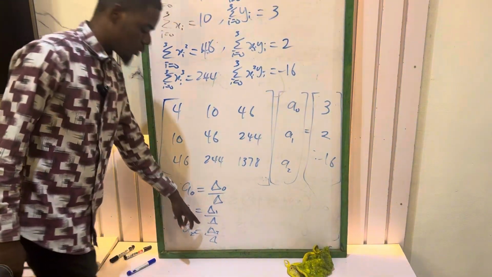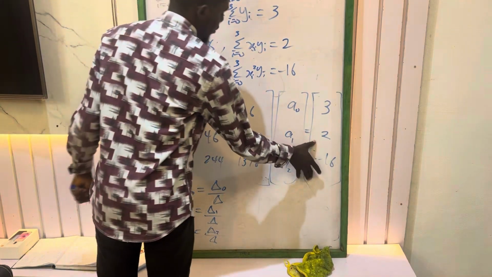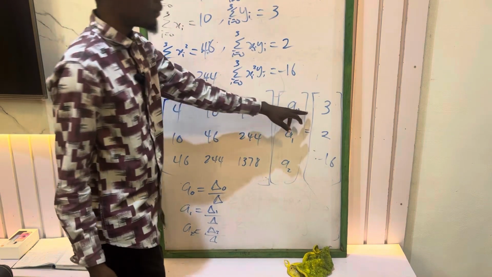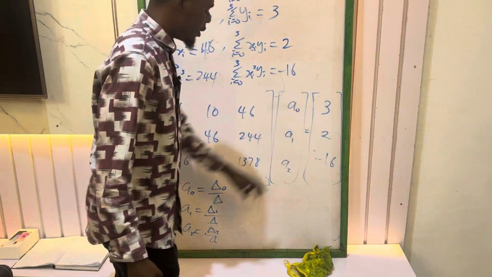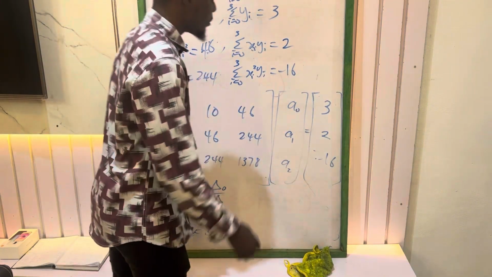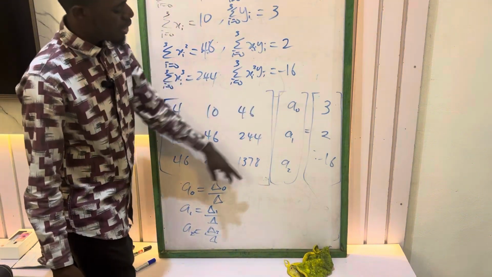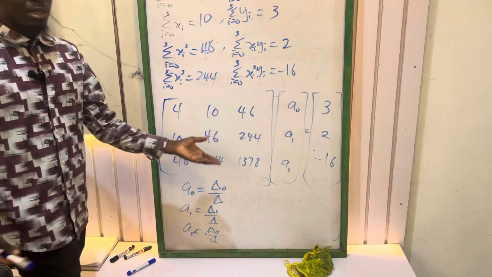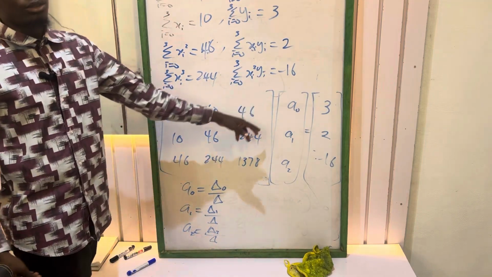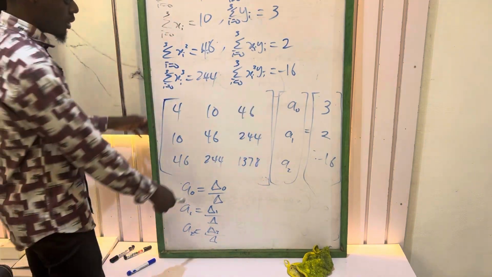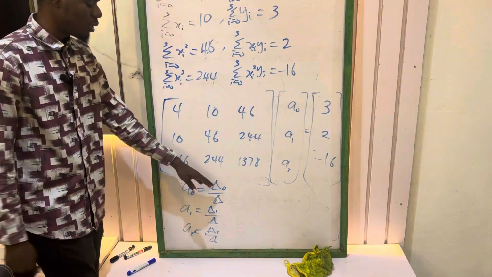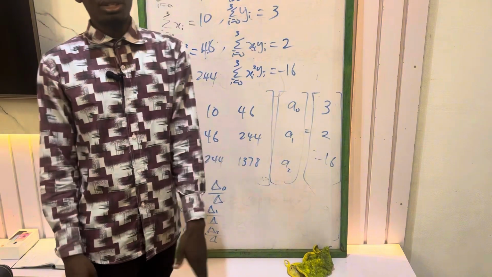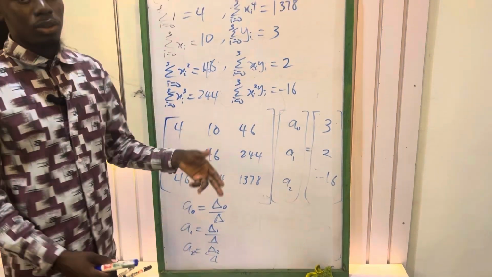To get our delta 2, we're going to take this term, then substitute this term for this term, which means that instead of 46, we have 3. Instead of 244, we have 2. Instead of 1378, we have minus 16. Then we also get the determinant for this particular matrix expression. Then we get our delta 2. Then we would have gotten our delta already by just getting the original determinant of this matrix. So by the time you evaluate this using this formula, A naught equals delta naught over delta, A1 equals delta 1 over delta, A2 equals delta 2 over delta, and then you'd have gotten your A naught, A1, and A2.